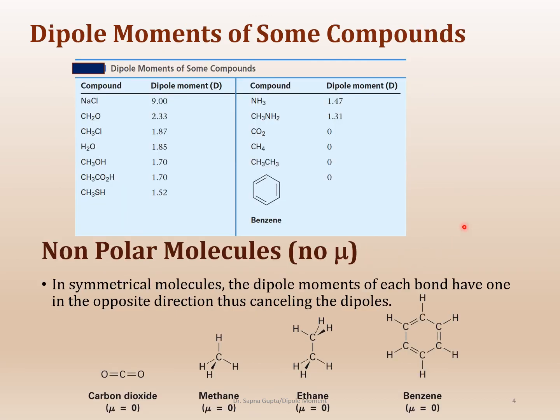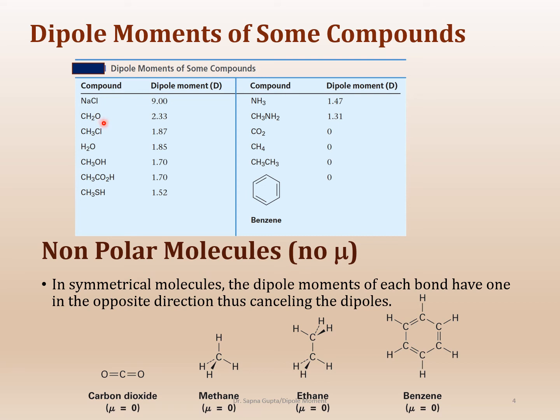Here are some examples of dipole moment of some molecules. So you can see here sodium chloride 9. That's really very high, okay, and that's because it's an ionic compound. So as I said, inherently that's going to be of a very high dipole moment, okay. And then CH2O, if you don't know the Lewis structure of this, you should draw it out.